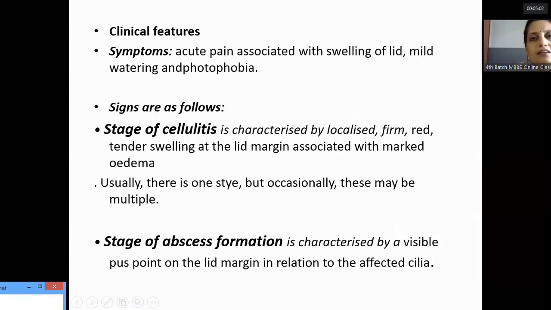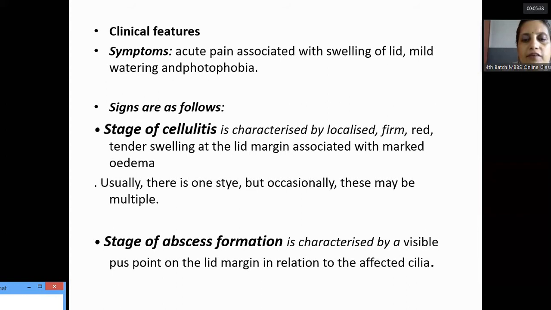So what are the clinical features? Since it is an acute condition, there will be acute pain associated with swelling of the lid, and mild watering and photophobia. When you see the signs, it can present as a stage of cellulitis or a stage of abscess formation. The stage of cellulitis is characterized by a localized, red, tender swelling at the lid margin associated with marked edema. Usually there is one stye, but occasionally there may be multiple styes also.